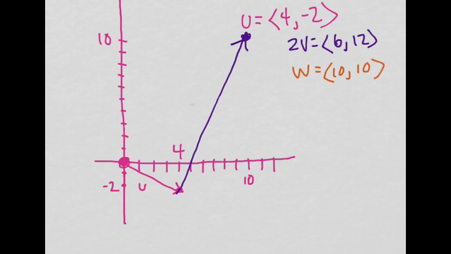And then to sketch our resultant vector, we go from the origin straight to the end. So we got u, we got w, and we got 2v, and we're done.